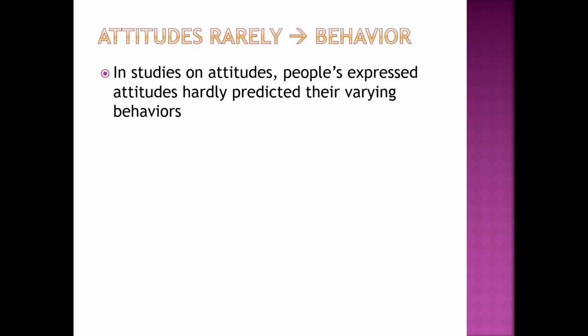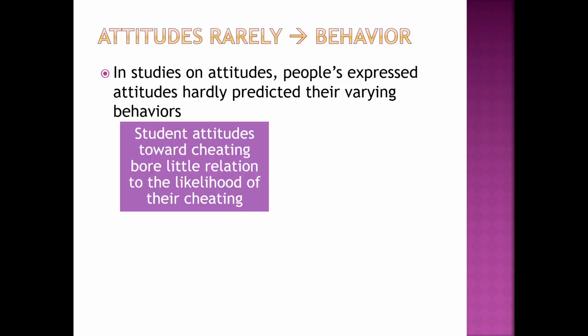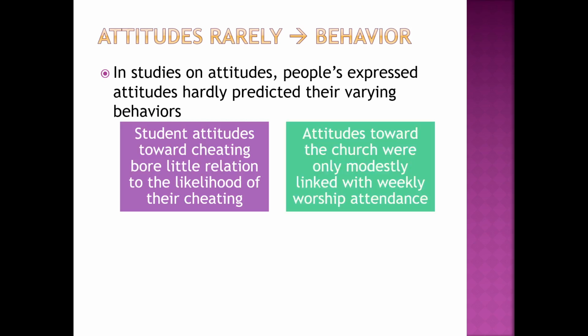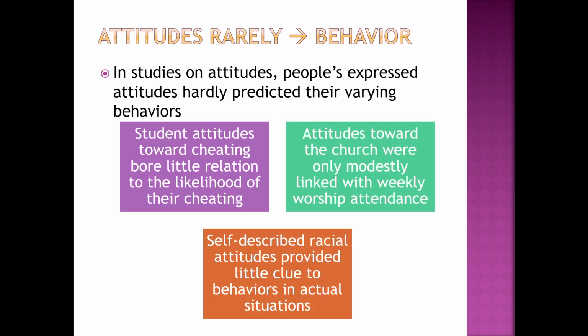We like to think that we're behaving in ways that are consistent with our attitudes, but a lot of times we're not. In studies on attitudes, people's expressed attitudes hardly predicted their varying behaviors. So for example, student attitudes towards cheating bore little relation to the likelihood of their cheating. Attitudes towards the church were only modestly linked with weekly worship attendance. Self-described racial attitudes provided little clue to behaviors in actual situations. So people behave in ways that may not really represent how they feel. Even if they are aware of that feeling, it still may not guide their behavior.